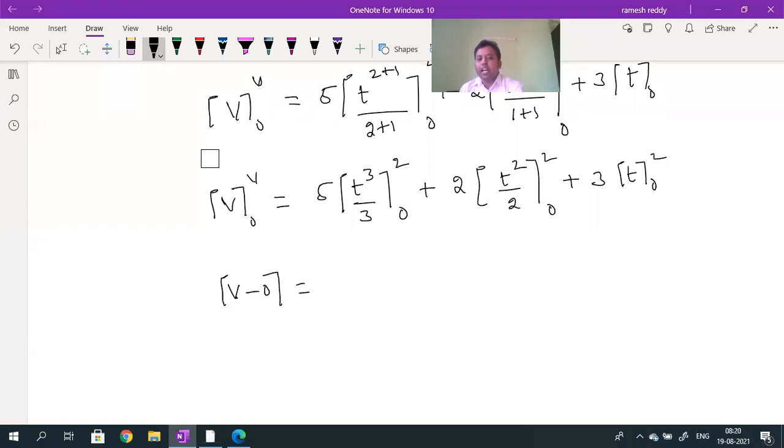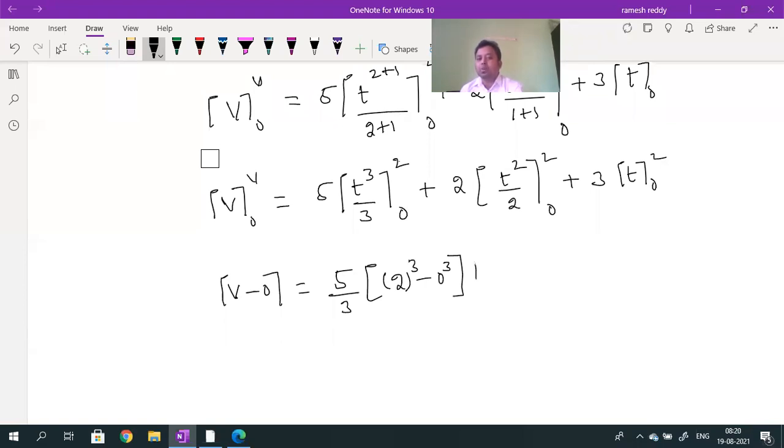Here actually 5 is there, a constant. For a constant there is no need to substitute the value, so you can bring the constant outside. Now t cube is there, with upper limit 2 and lower limit 0. In place of t, I should write first the upper limit value 2, then the lower limit value 0. So 2 cube minus 0 cube.